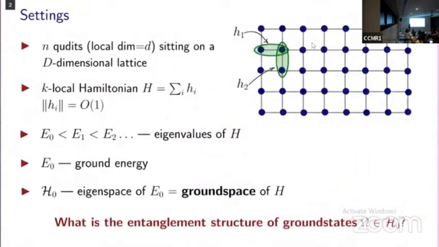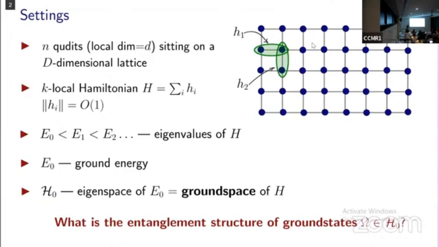Let me just define the settings. So I'm considering a Hamiltonian system defined on a d-dimensional lattice, with qudits of small dimension d, and we have a local Hamiltonian defined on them, a k-local Hamiltonian. I assume that the norm of each term is one, and I denote by e0, e1, etc. the eigenvalues of H. These are the energies of it, and e0 is the ground energy, and H0 is the eigenspace of e0, which is all the ground states of H.